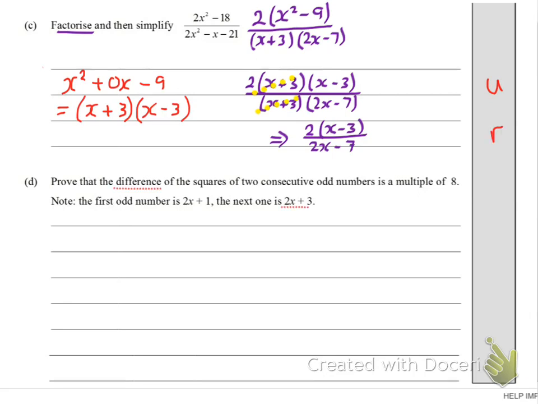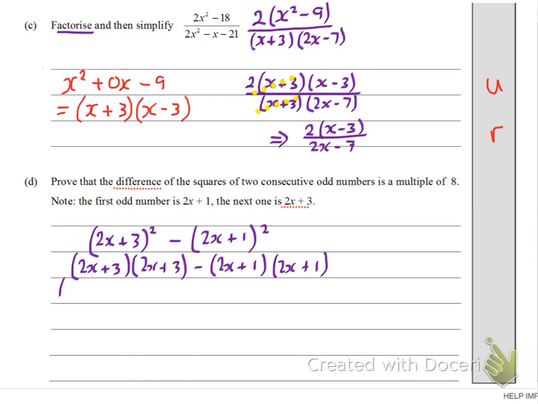For D, you have to prove the difference of two consecutive odd numbers. Now we're looking at the squares of the odd numbers. So take the biggest one, 2x plus 3, and square it. The difference means minus. Take the smaller one, x plus 1, and square it. Now work on that. Put it out in two pairs of brackets. Use FOIL to expand the first set of brackets, and use FOIL to expand the second set of brackets.